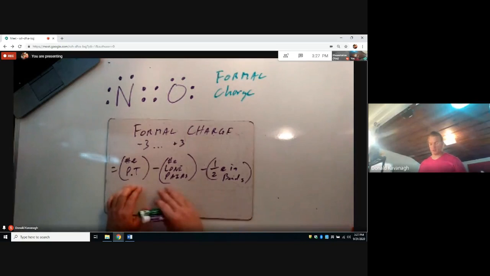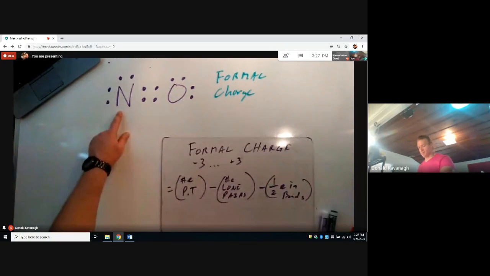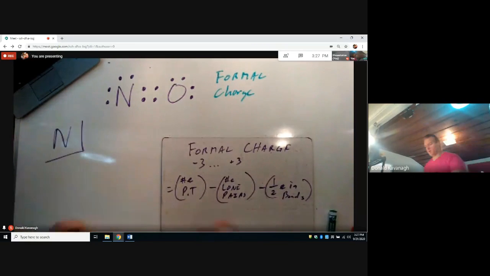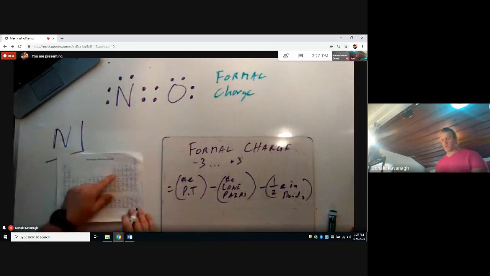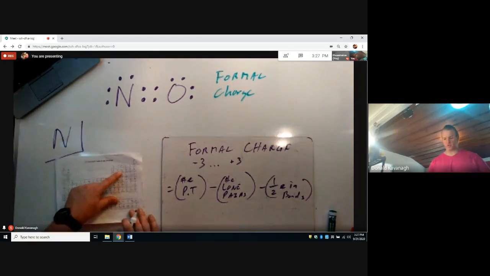This is a simple formula for calculating formal charge. Notice that it only includes subtraction. We'll first do it for this nitrogen atom up here. The number of valence electrons from the periodic table. Nitrogen, when it's neutral, has 5 valence electrons in its outermost shell.